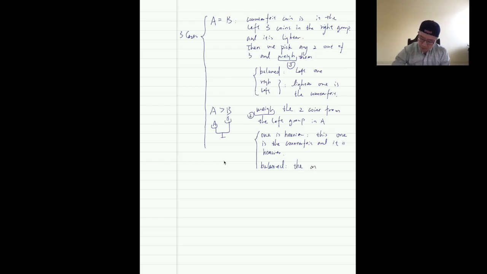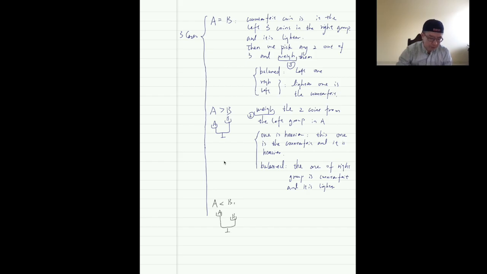So the one of the right group is the counterfeit, and it is lighter. Okay, kind of tricky in this case. Okay, so the last case is where A is less than B, right? In this case, it means that A is lighter than B, something like this, right?